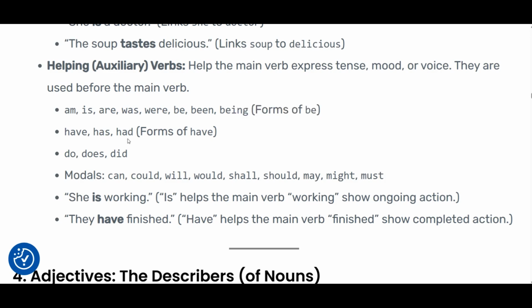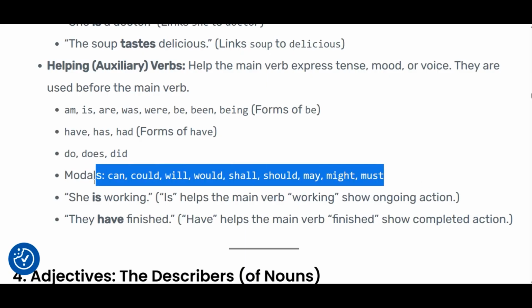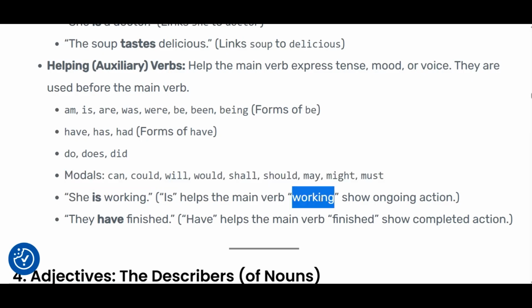Have, has, had. Forms of have. Do, does, did. These are auxiliary verbs. Then we have modals like can, could, will, would, shall, should, may, might, must. These are modals. For example, "she is working." Is helps the main verb working show ongoing action. "They have finished." Have helps the main verb finished show completed action.